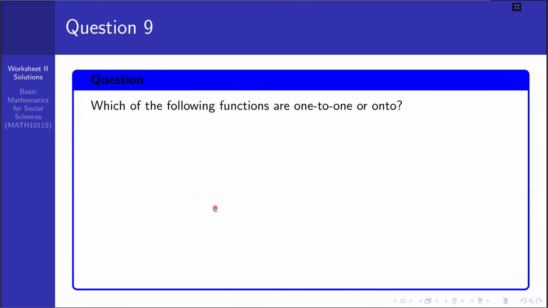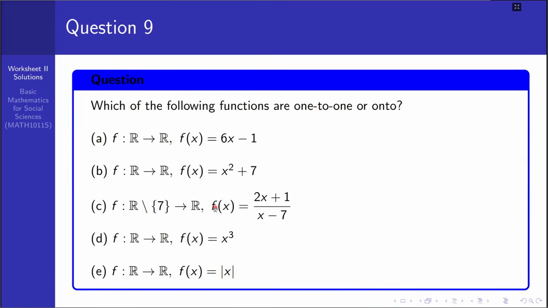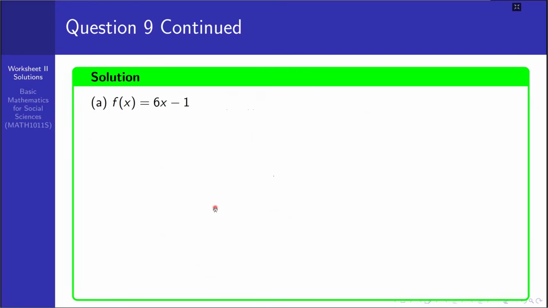Question number 9. Which of the following functions are one-to-one function and on-to? We are given some functions, and we will try to see which of them is one-to-one, which is on-to, or one-to-one correspondence, meeting both conditions. For the first one, we are given this point, that is f of x equal to 6x minus 1.